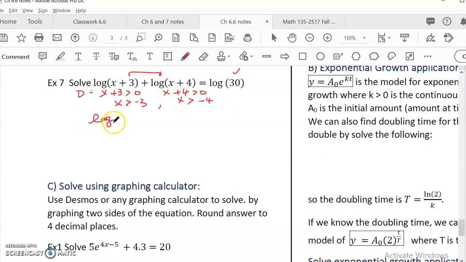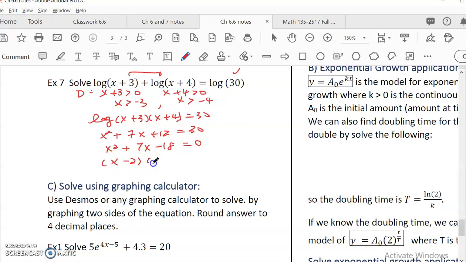So log, oh, there's no base, that means log base 10, of x plus 3 times x plus 4 equal to 30. So let's go a little faster. X squared plus 7x plus 12 equal to 30. So x squared plus 7x minus 18 equal to 0. Factor: x minus 2, x plus 9 equal to 0. So you would have x equal to 2, x equal to -9. But -9 is not in the domain, only x equal to 2 is in the domain, and that's the answer.